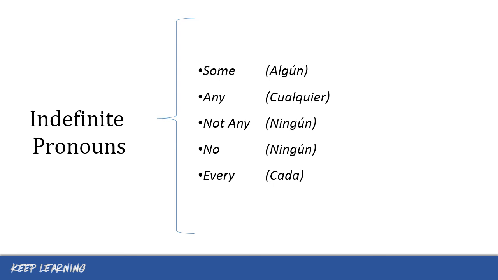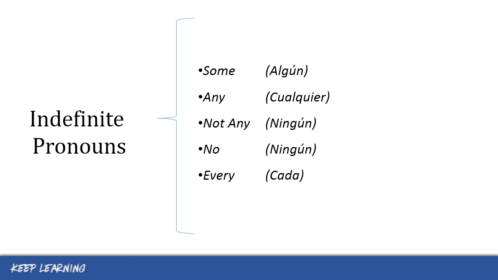I think it's simpler. And the other thing is, don't confuse any and not any, because those are two different things, right? Any is cualquier, not any is ningún, so don't confuse them. It's a very simple thing. Not any is always in a negative sentence, so it means ningún.